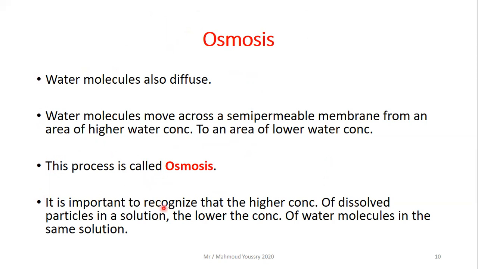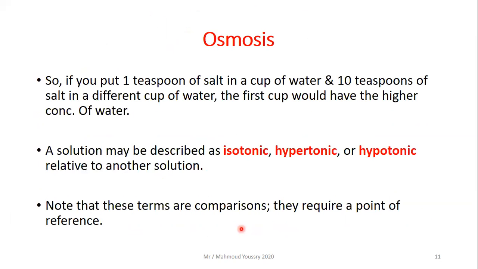It is important to recognize that a higher concentration of dissolved particles in a solution means a lower concentration of water molecules in the same solution. This is so important. Look at this example. If you put 1 teaspoon of salt in a cup of water and 10 teaspoons of salt in a different cup of water, the first one would have a higher concentration of water because it has a lower concentration of dissolved particles, or solute.